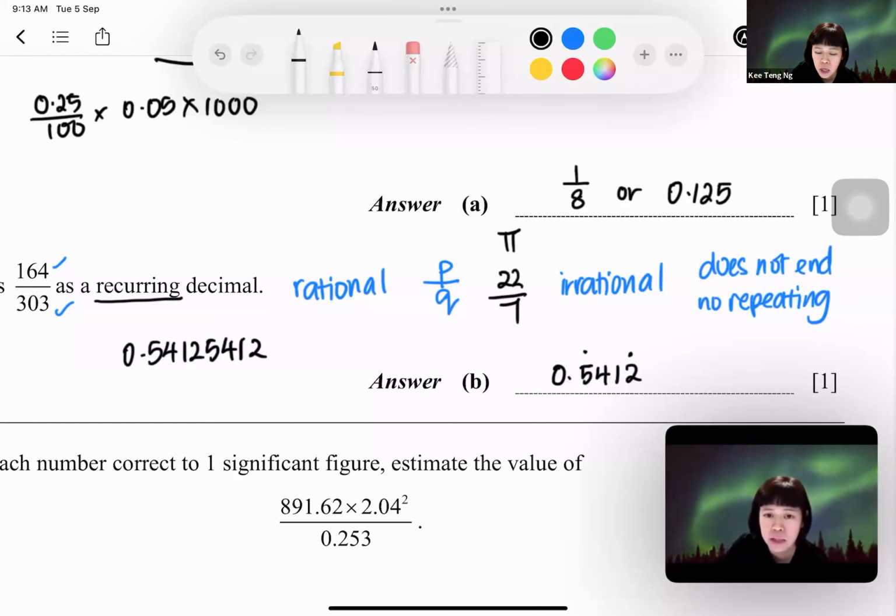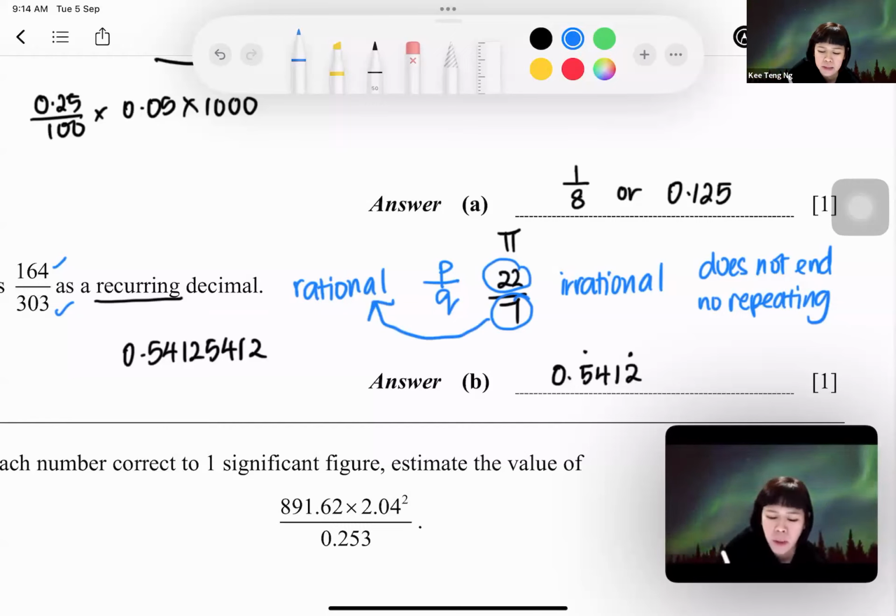But as you can see, 22 over 7 itself is a fraction. It can be expressed as a fraction. If you press a calculator, it will also be a never-ending number, but actually the number does repeat itself and it can be written as a fraction. So 22 over 7 is actually a rational number.